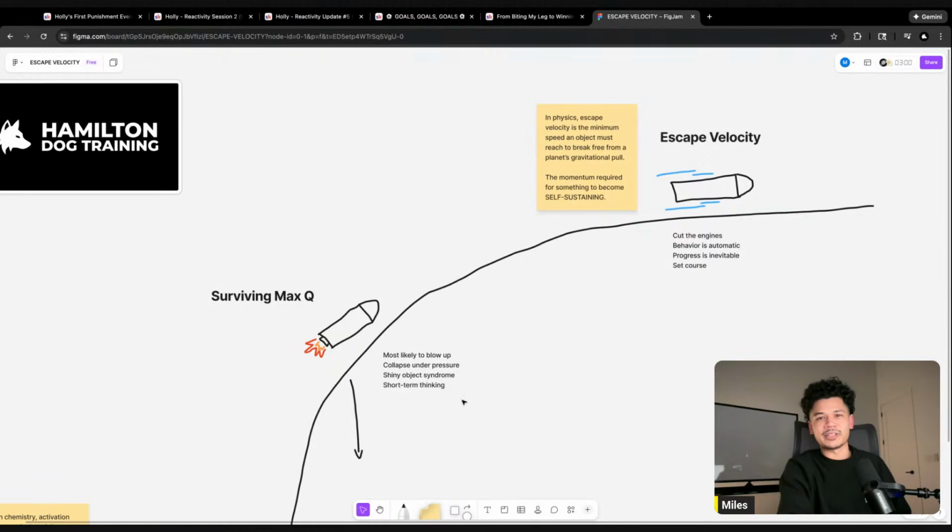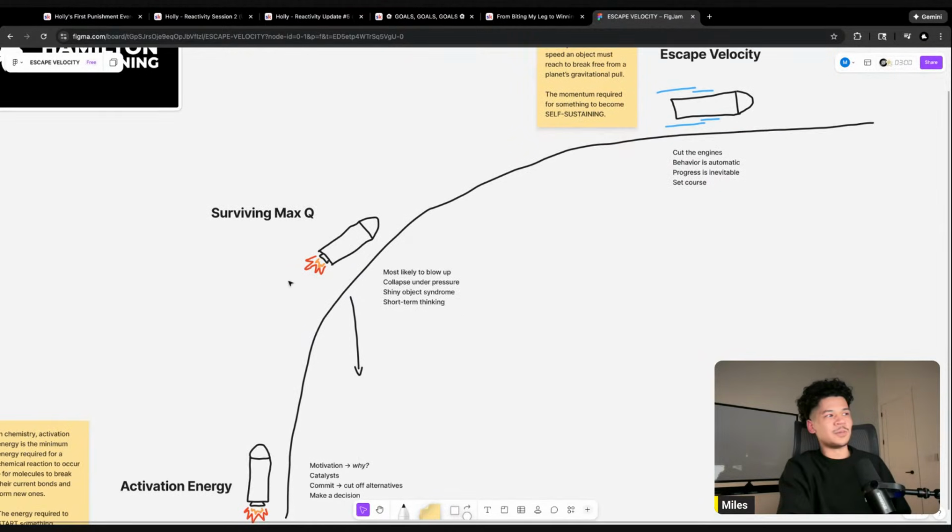Why does that happen? How can some people just be stuck at max Q? Some people get stuck at max Q because the training that they're following isn't correct. It could be as simple as they're following the correct information, but they're simply doing it wrong. So they're not on the correct course. The rocket isn't tilted at the right angle. You know what I mean? They just stay at that stage and just continue burning massive amounts of energy. Happens in dog training all the time.